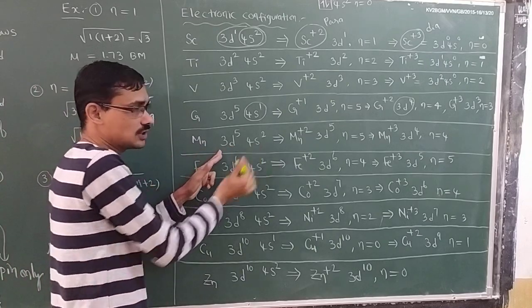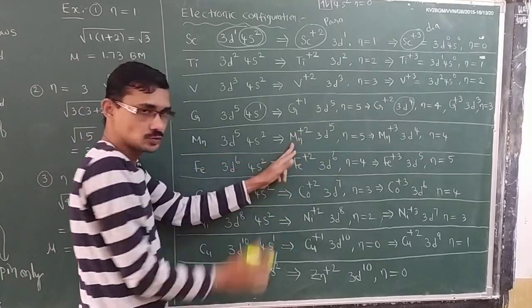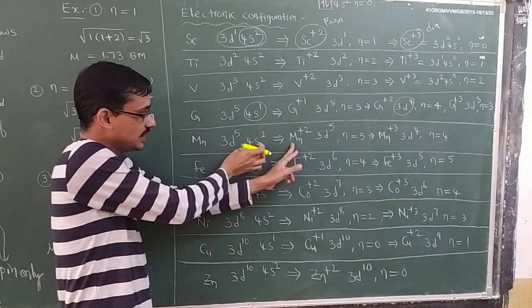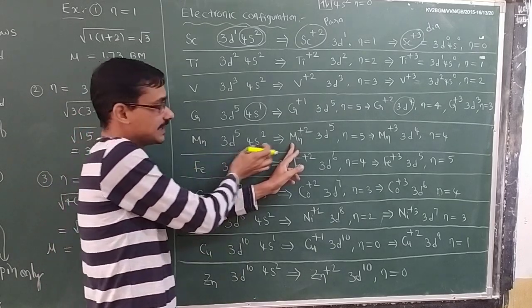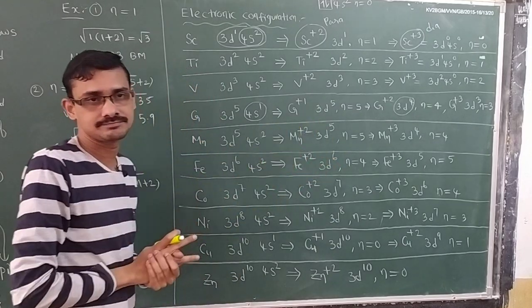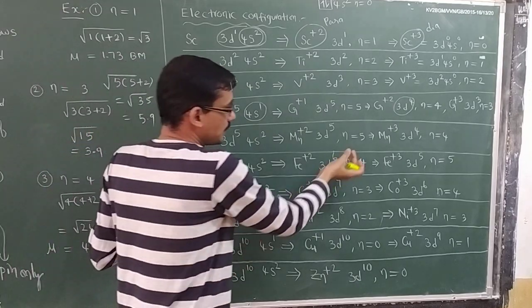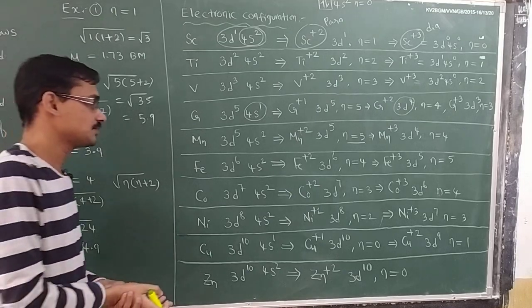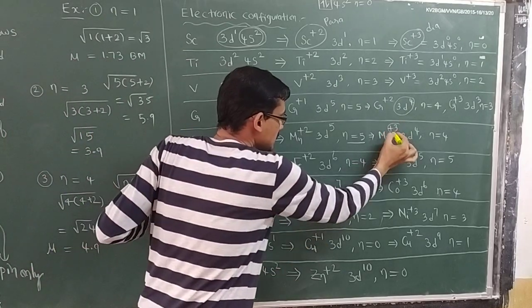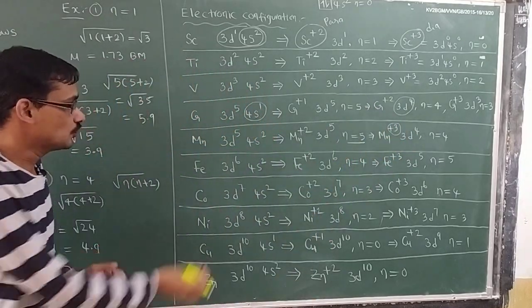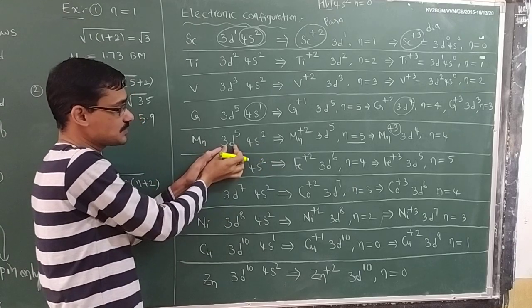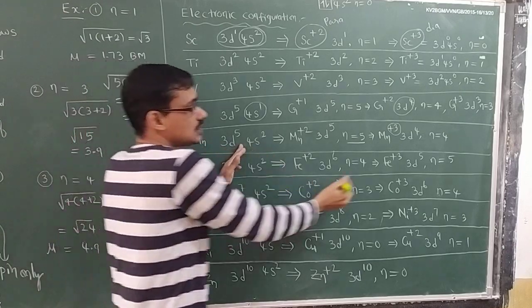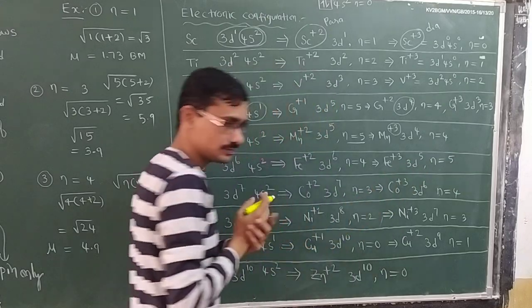Manganese, 3d5, 4s2. Manganese plus 2: losing electrons from where? The 4s2 orbital. We are left with 3d5. So, again, the number of unpaired electrons is 5 here. Manganese plus 3: how many electrons do we have to remove here? 3 electrons, 2 from here, 1 from here. This becomes 3d4, 4s0. So, 3d4 will have n is equal to 4.